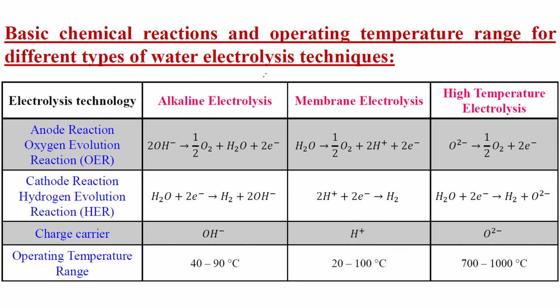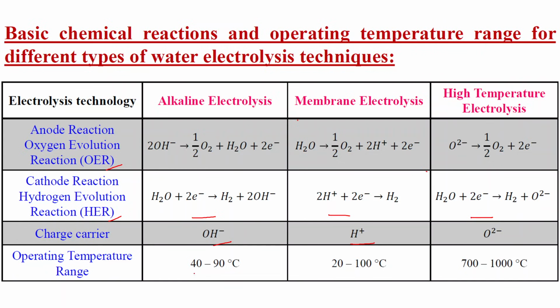The basic chemical reactions and operating temperature ranges for different types of water electrolysis are given here. These are the three types of electrolysis we studied. These are the anode reactions at the three types of electrolysis. These are the cathode reactions where hydrogen is evolved, which is HER, the hydrogen evolution reaction. At the anode, it is the oxygen evolution reaction. Here the charge carrier in alkaline electrolysis is OH negative, in membrane electrolysis H positive, and in the case of high temperature electrolysis, it is O2 negative.